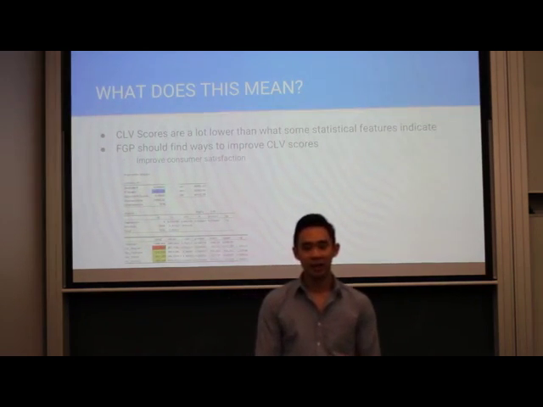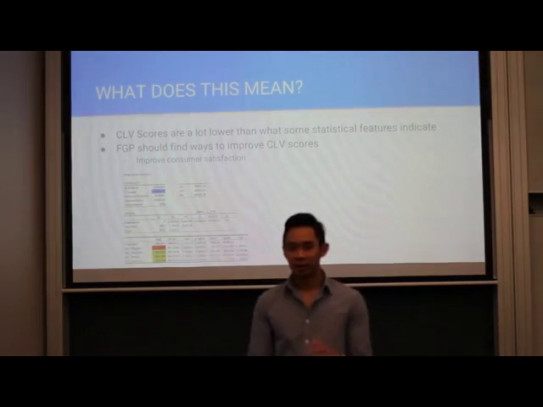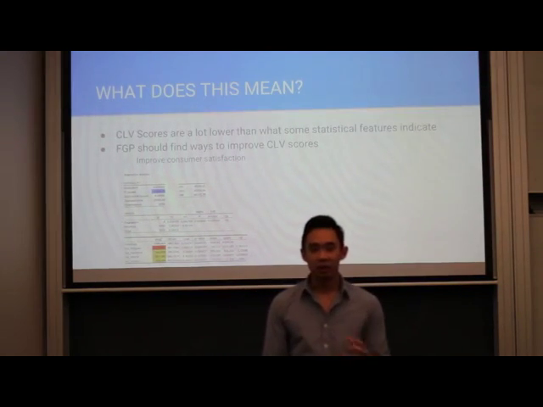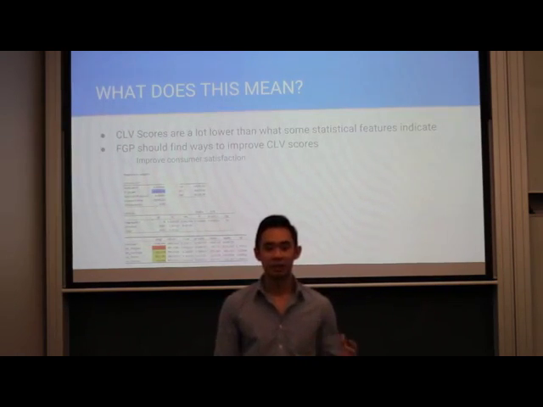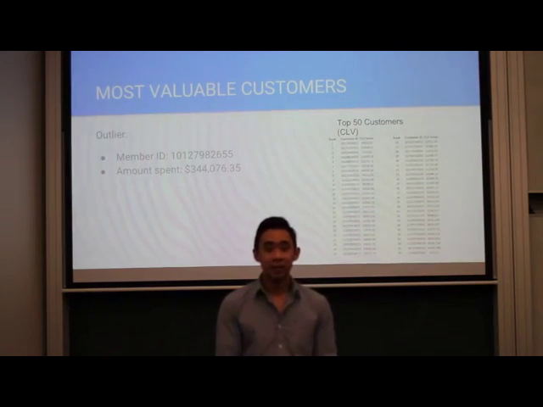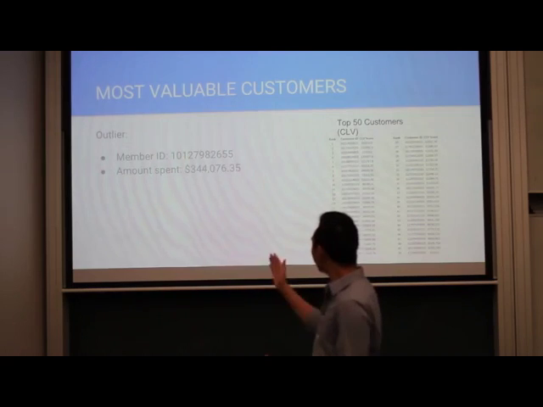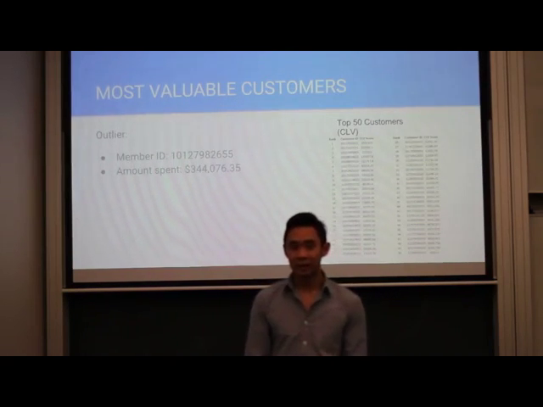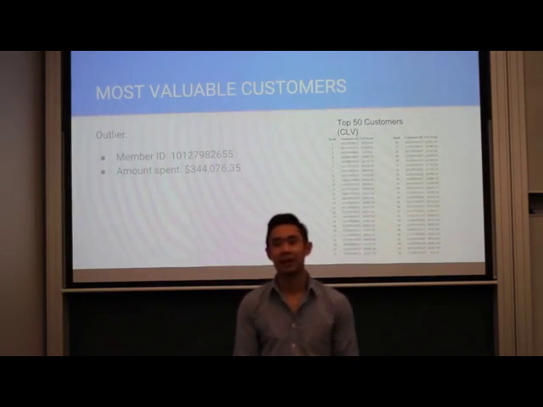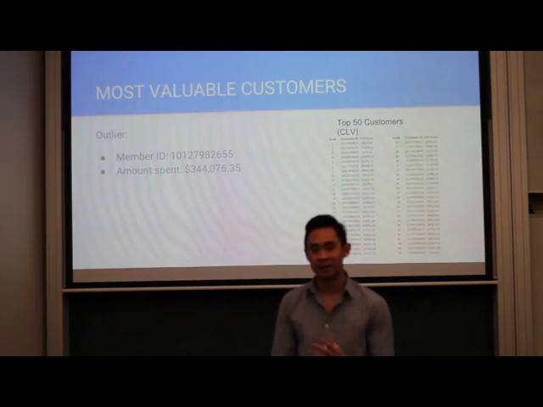So one way of doing this is through increasing their satisfaction with the loyalty program. The regression analysis here shows that an increase in satisfaction towards the loyalty program leads to an increase in the consumer CLV score. We then move on to our most valuable customers. The first most valuable customer is actually an outlier in this data set. This person has spent more than $300,000 at all 3 chains at FGP. We supplement this with the top 50 most valuable customers based on their CLV scores.